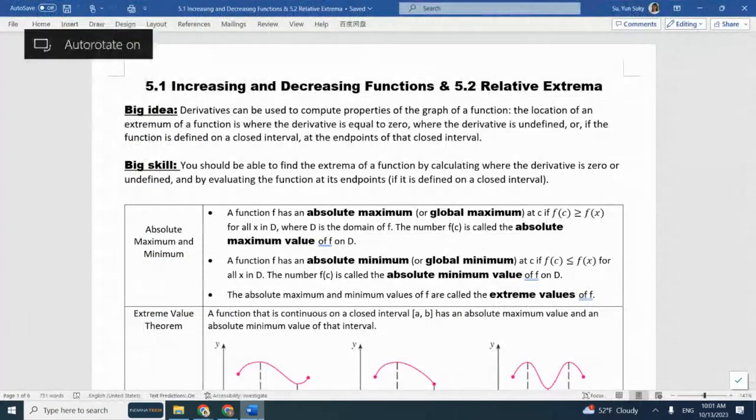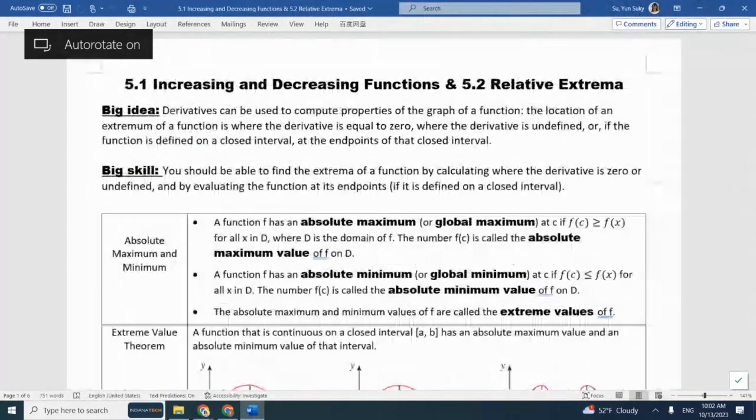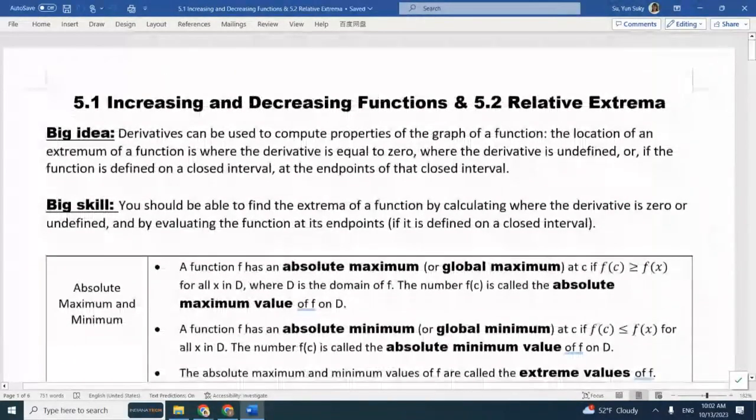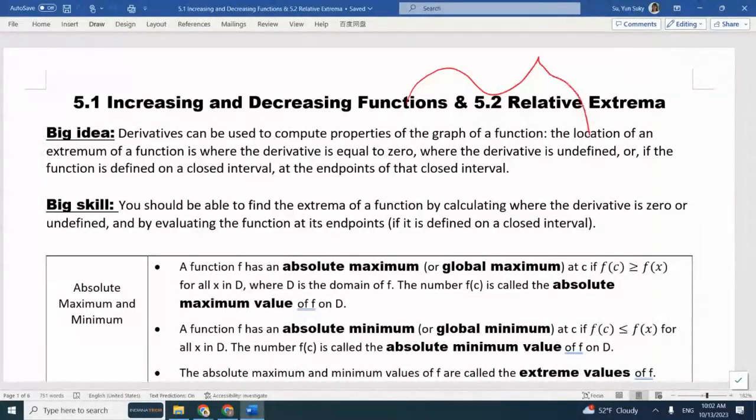All right, so let's see: 5.1, increasing and decreasing functions, and then 5.2, relative extremes. Big idea: the derivative can be used to compute properties of the graph of a function. The location of the extrema of a function is whenever the derivative is equal to 0 or the derivative is not defined. So if I draw a picture, you can have some function like this.